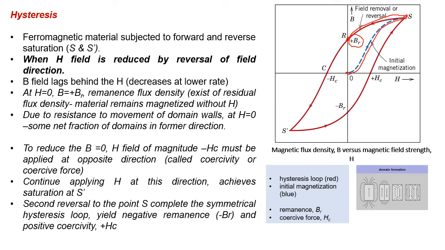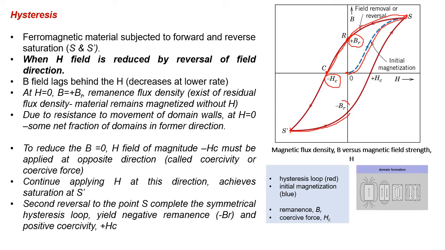So when we further apply the Hc, or coercive or negative magnetic field, we can reduce the flux density back to 0. At this point, we call it the coercive magnetic field or coercive point. When we further apply the opposite Hc, we can have the second saturation in here, and then we reduce back the flux density.